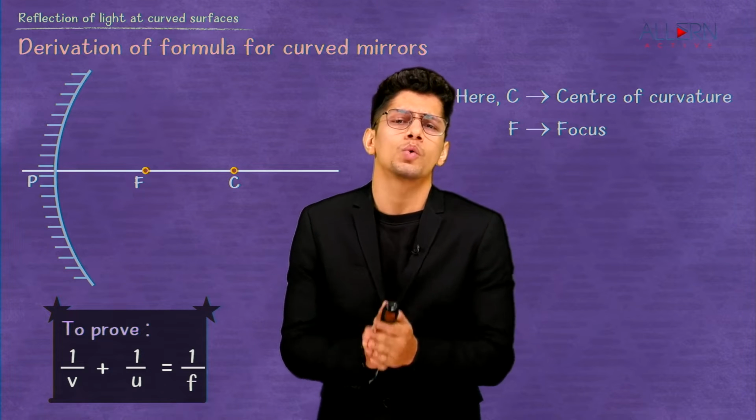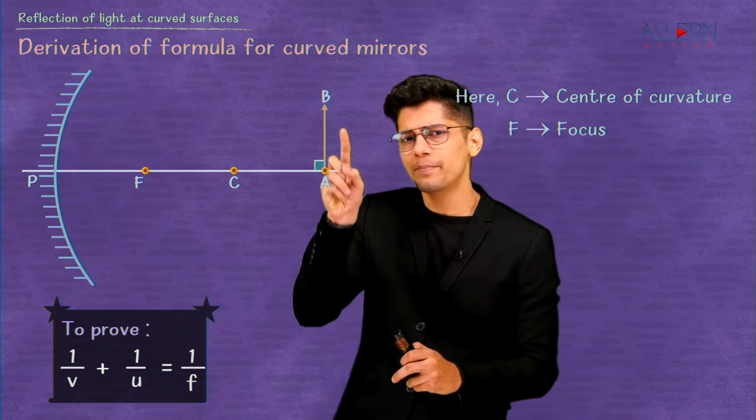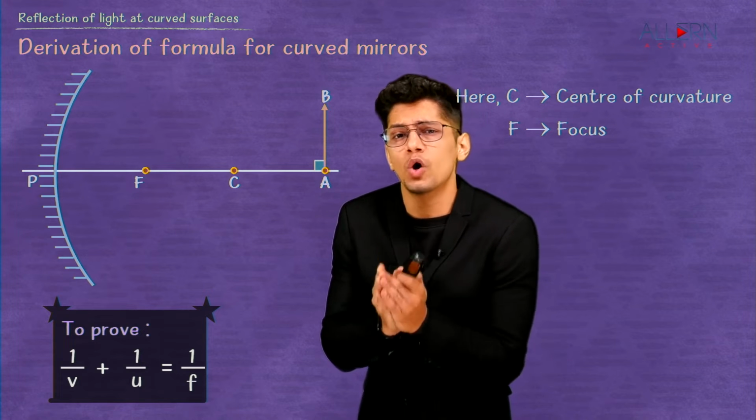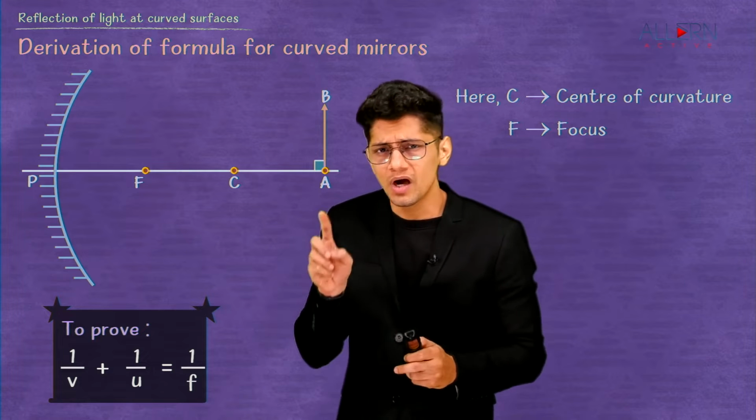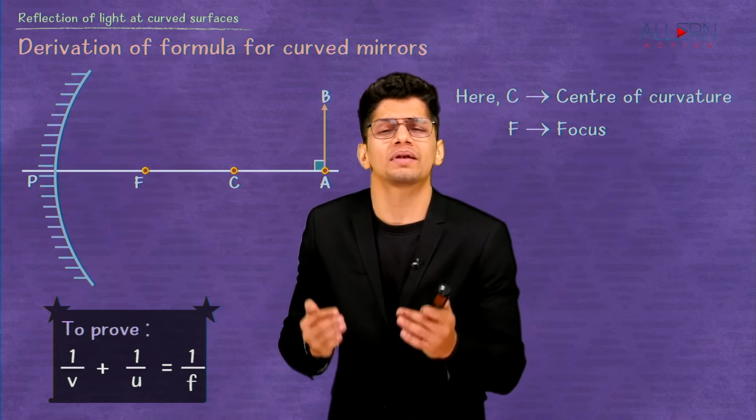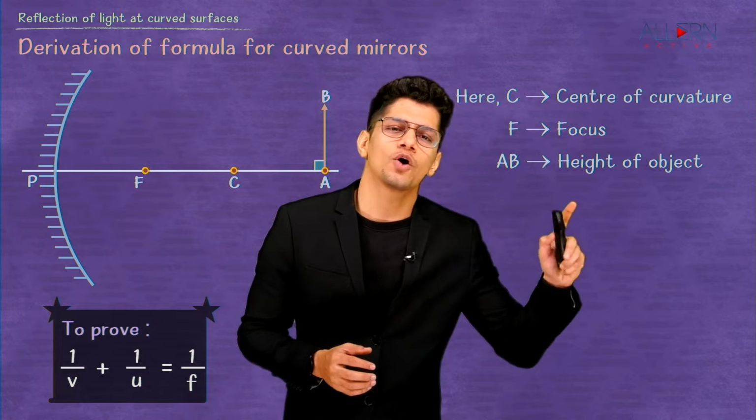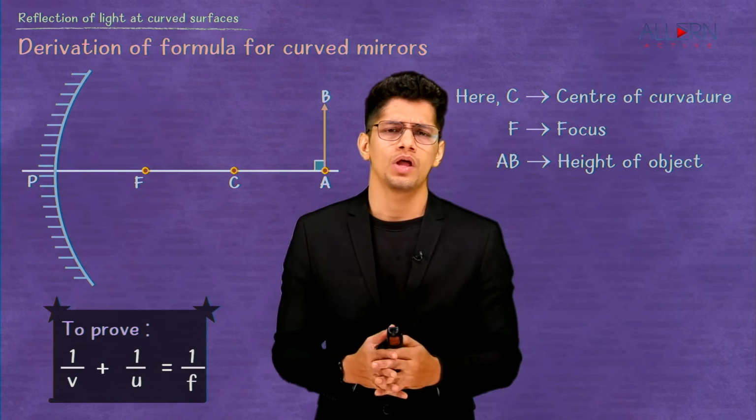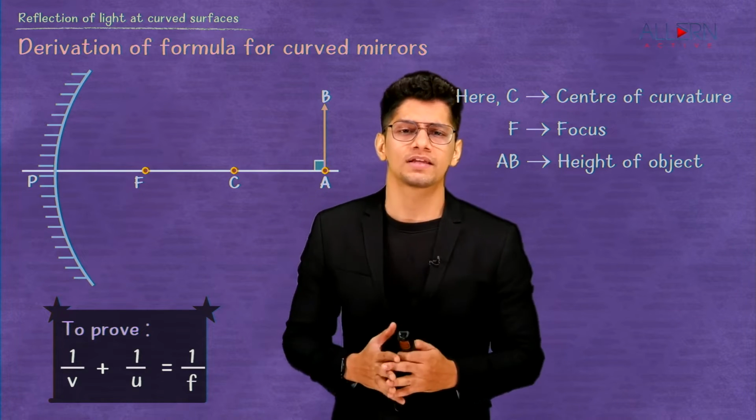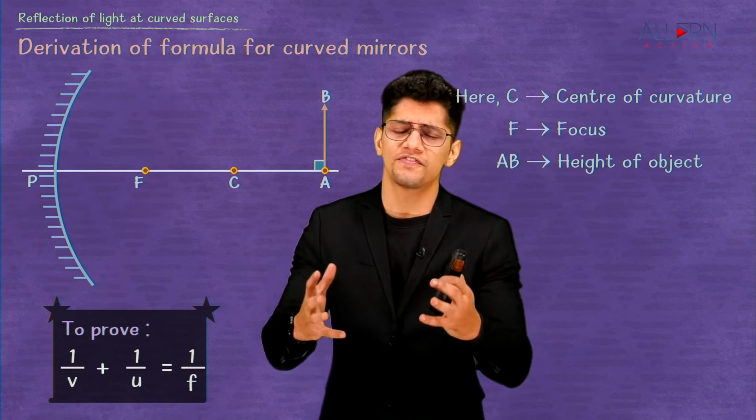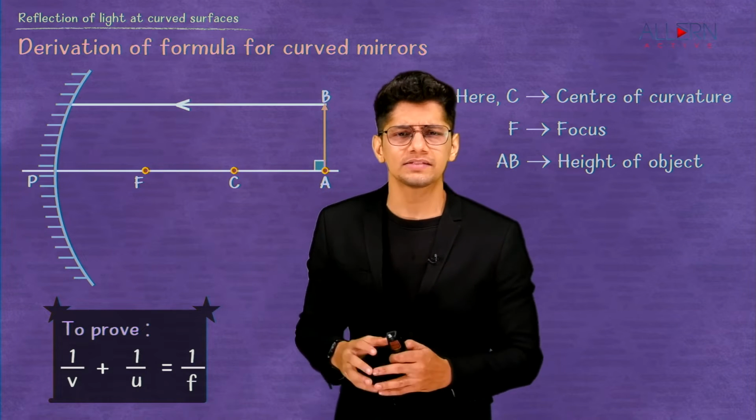Now what we are going to do is place our object. So here we are placing our object AB, and we know that objects are always perpendicular to the principal axis. So here what is AB? AB is nothing but the height of the object. So we write that. AB, height of object. Now, we know that we have drawn ray diagrams. What do we do after placing the object? We apply rules, right? What is the first rule? That the incident ray should be parallel to the principal axis.